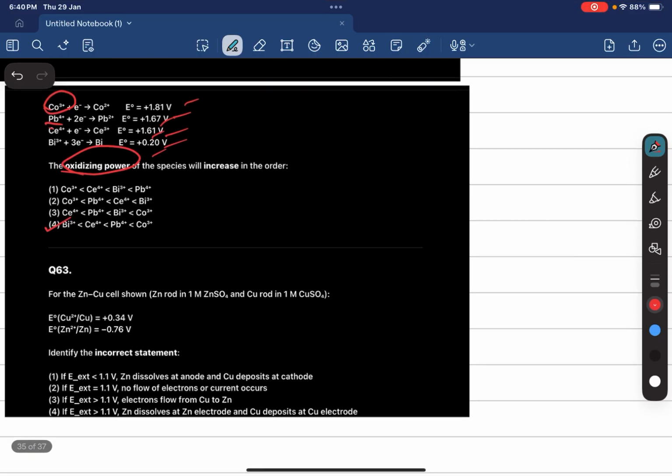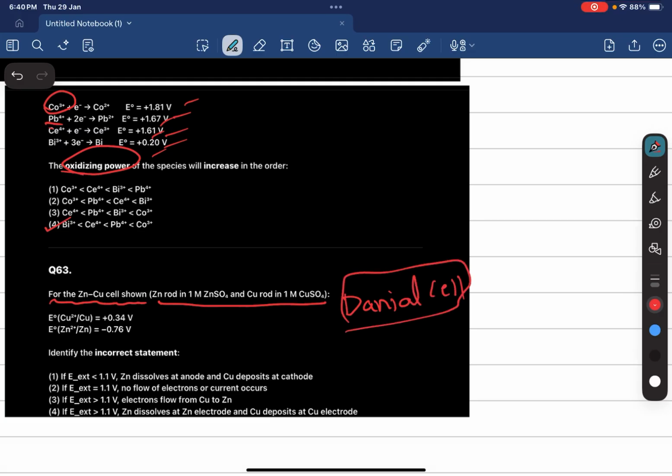Coming to the next, for the zinc copper cell shown like this. This is a Daniell cell. Actually there is a diagram beside it. We discussed the Daniell or galvanic cell completely. If anyone has not watched the previous video, watch it. It is very clearly explained. E naught values are given in this, and identify the incorrect statement. I have given the conditions also.